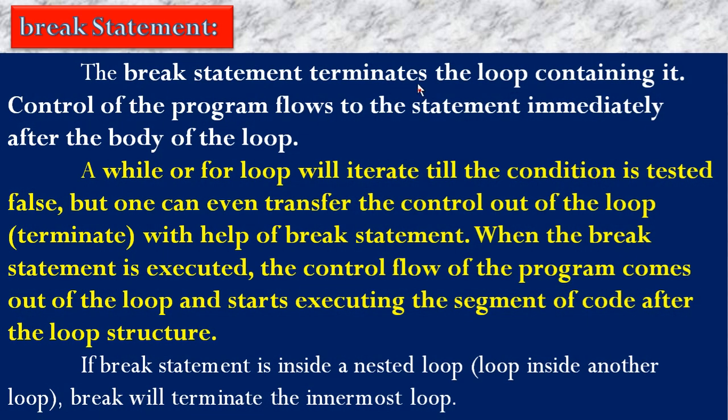the break statement terminates the loop containing it. Control of the program flows to the statement immediately after the body of the loop. A while or for loop will iterate till the condition is tested false, but one can even transfer the control out of the loop with the help of the break statement. When the break statement is executed, the control flow of the program comes out of the loop and starts executing the segment of the code after the loop structure.